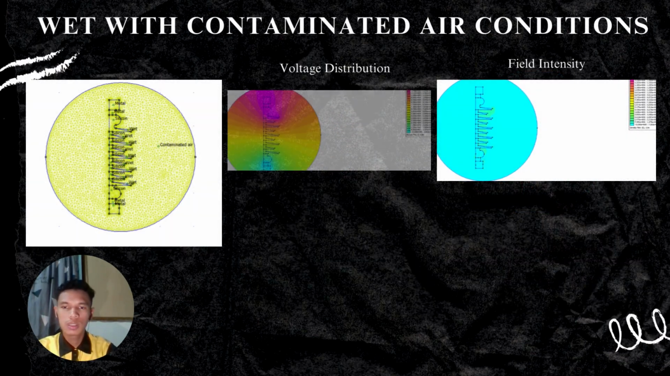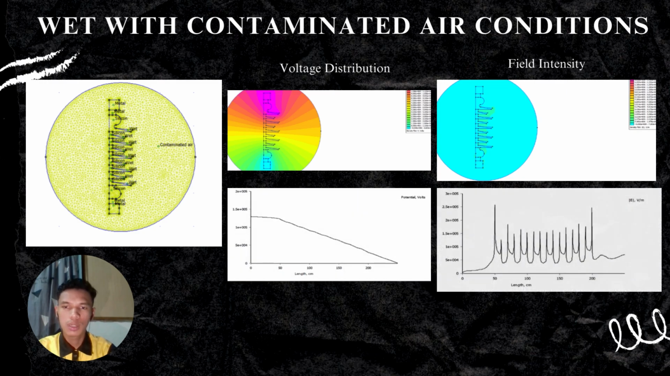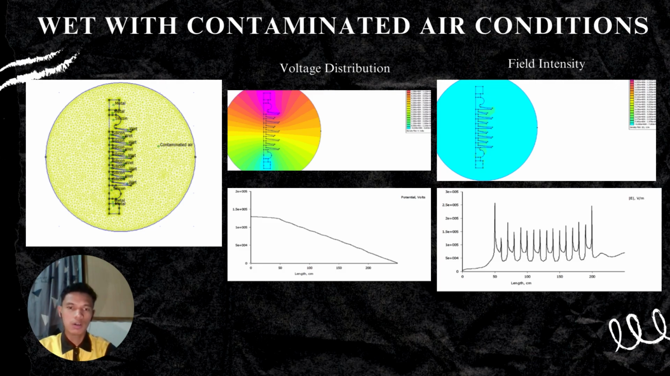Okay, for this one, the simulation is for the wet with contaminated air condition. So this is the last simulation for our case study for the different type of weather condition. So the figure shows the voltage distribution and graph for voltage, and the right one is field intensity, and the graph shows the field intensity.